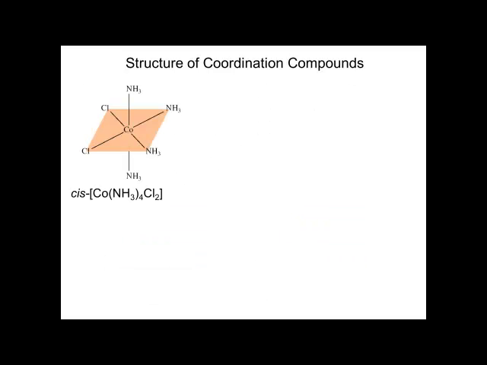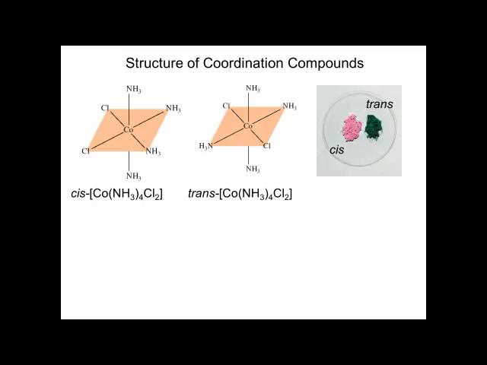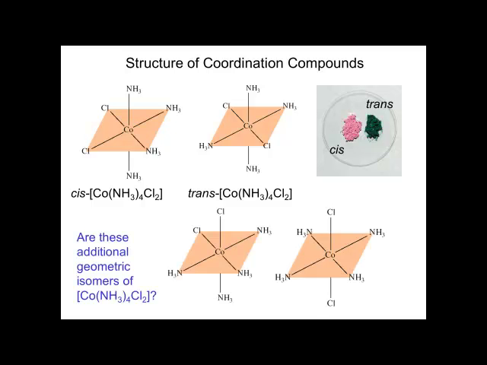Here's a hexacoordinated complex, the cis complex, and the trans complex. The cis and trans are the chlorines. In the first case, the cis, the chlorines are on the same side, and in the trans, they are opposite one another. They have different color compounds. Are these additional geometric isomers?